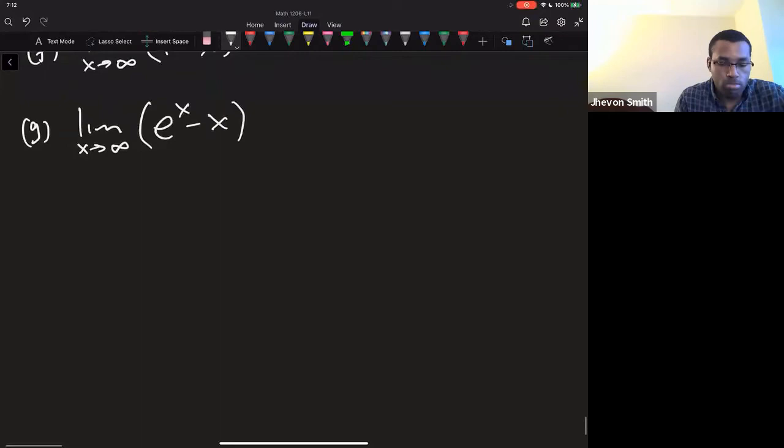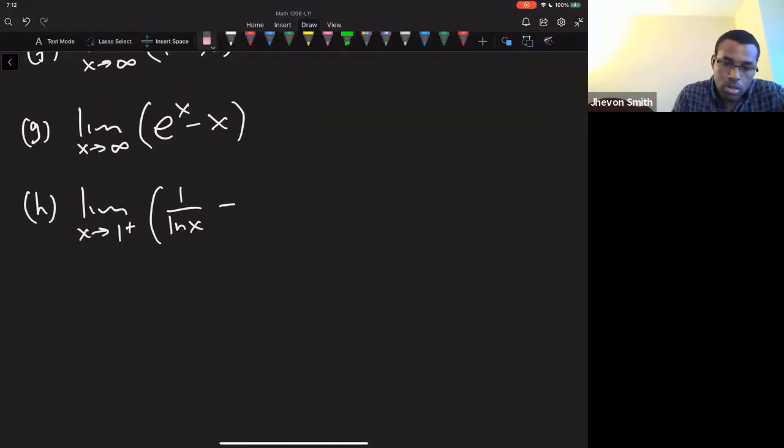H: the limit as x approaches 1 from the right of 1 over ln x minus 1 over x minus 1.